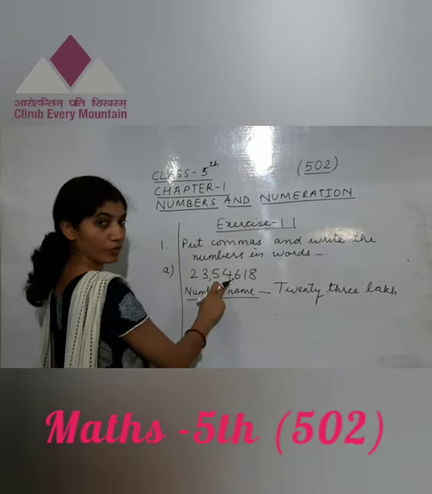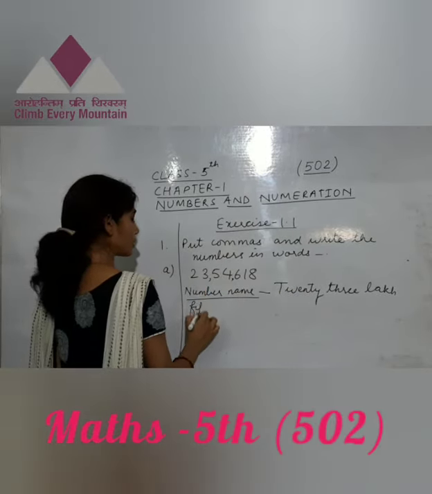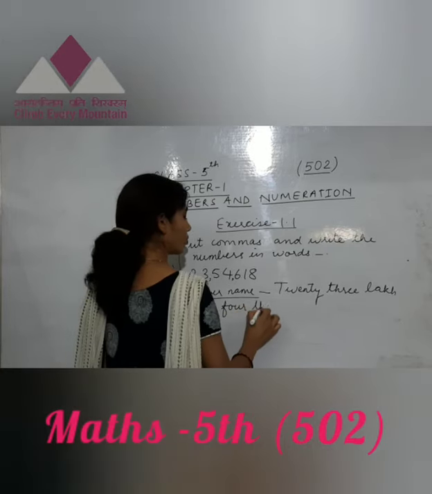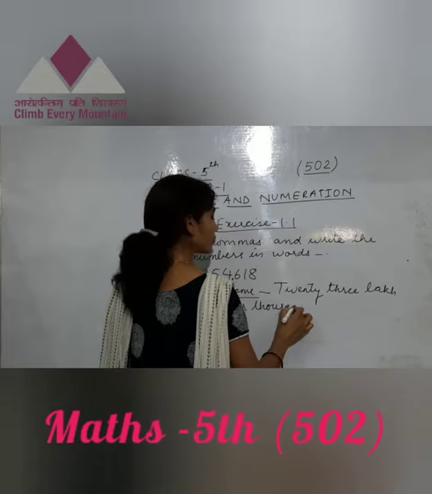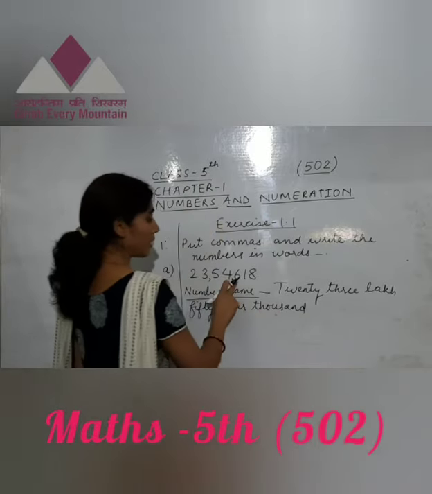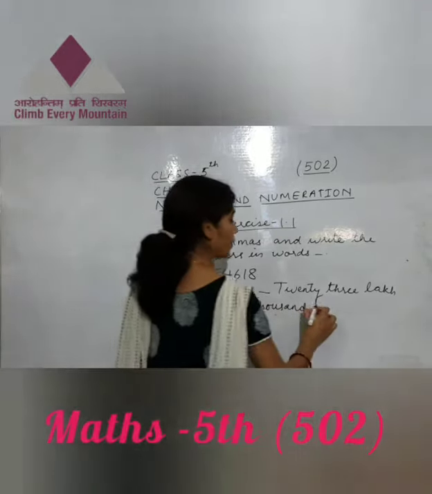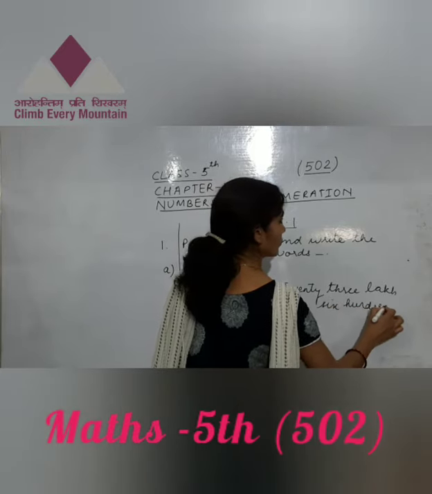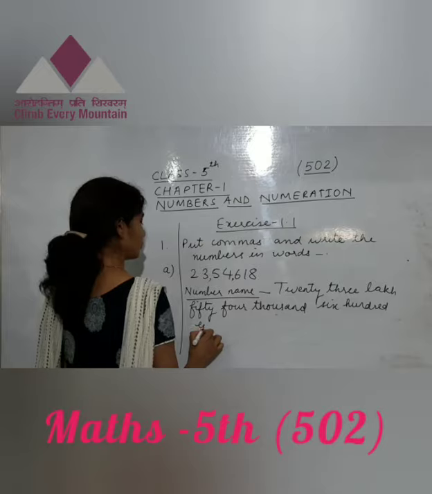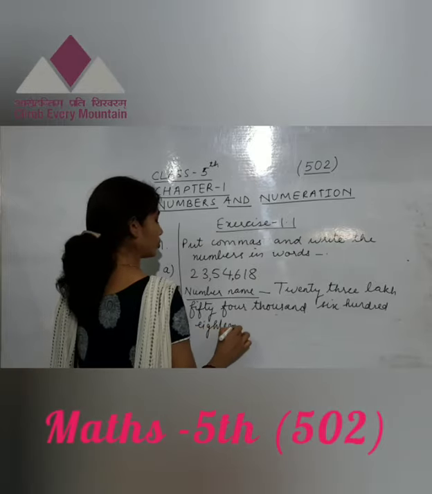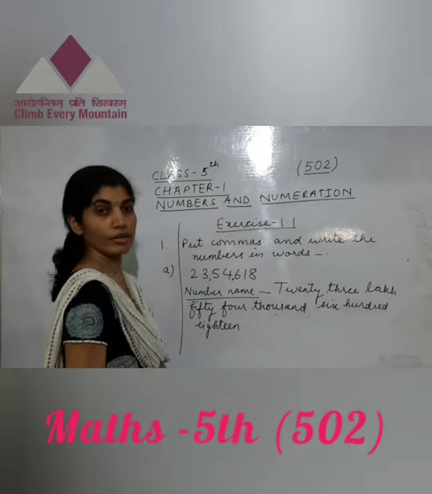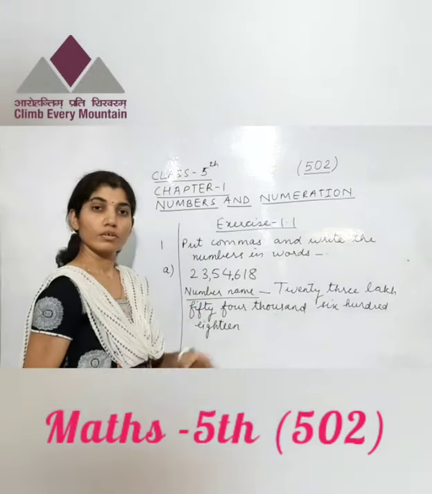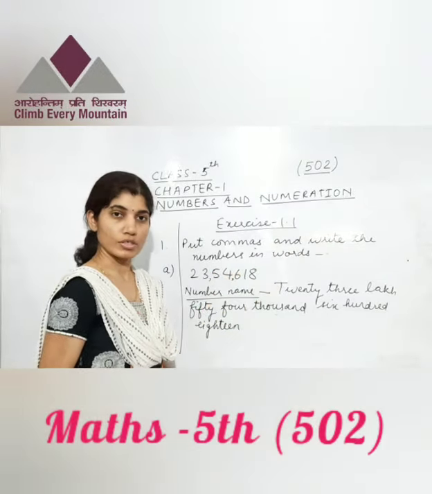Then 54,000. Spellings must be correct. 54,000. And then we have 618. So we will write 618. So this is the way to write the number name. First put the commas and then write the number in the form of words.